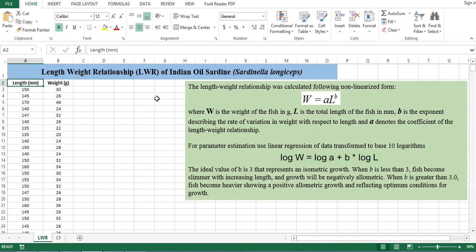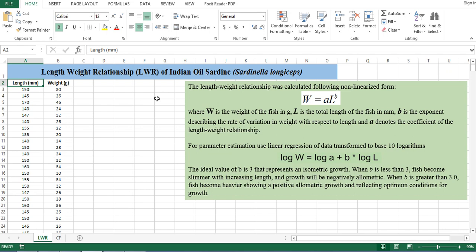The length-weight relationship is a very important analysis to understand the health or the condition of the fish. We can determine the length in terms of weight, or the weight in terms of length, and this relationship gives us a good idea about the fish species as well as the health of the species and also the health of the ecosystem.